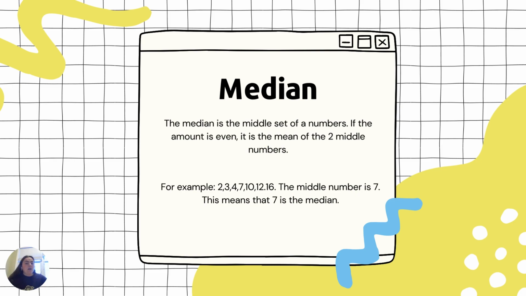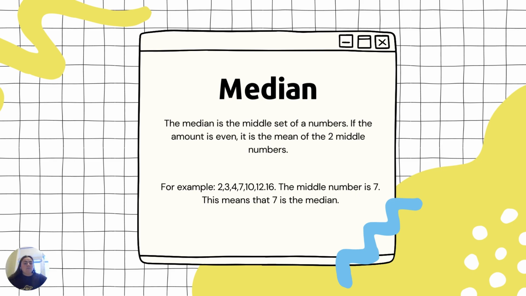And then if we were to add another number to this, let's say that we put like an 18 right here, we would have to get the mean of 7 and 10. So we would add those two together to get 17. And then when you divide 17 by 2, you get 8.5. And so that means that that would be the mean or the median there.